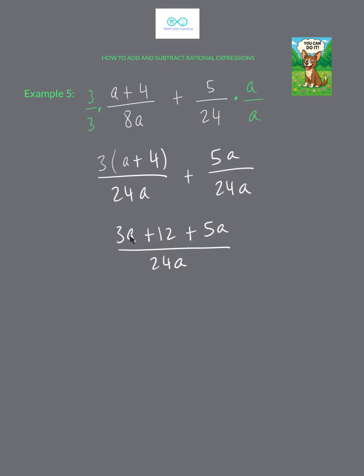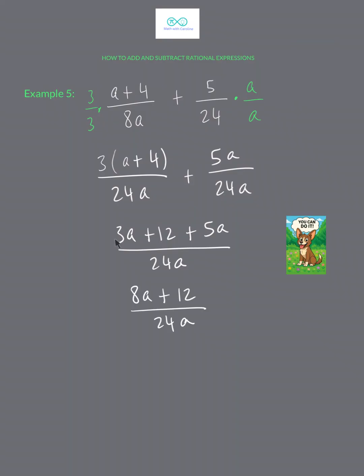So now we will do what? Combine like terms, and then we're going to factor the numerator to see if we can divide out any common factors. Go ahead and do that now. So when we combine like terms, we have 3a plus 5a, so that's 8a, and then we have our plus 12 that doesn't have an a, so we're not going to combine that because those are not like terms. Now what's the greatest common factor between 8 and 12?